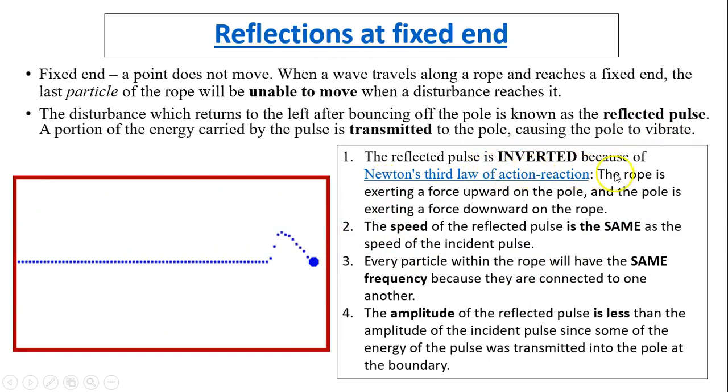The reflected pulse is inverted because of Newton's third law of action-reaction. The rope is exerting a force upward on the pole, and the pole is exerting a force downward on the rope. The speed of the reflected wave has to be the same because the reflected wave is traveling in the same medium as the incident wave. Every particle within the rope will have the same frequency because they are connected to one another. The amplitude of the reflected wave usually is less because energy is lost due to air resistance.